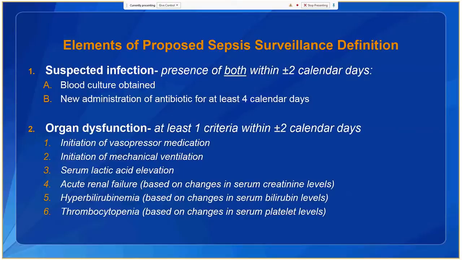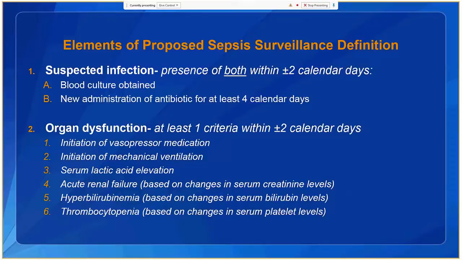So here are the proposed data elements for the sepsis surveillance definition. It relies on fulfilling 2 general criteria. The first is the presence of suspected infection, and the second is evidence of organ dysfunction. Suspected infection is defined as the presence of both a blood culture and new administration of 1 or more antibiotics for at least 4 calendar days.